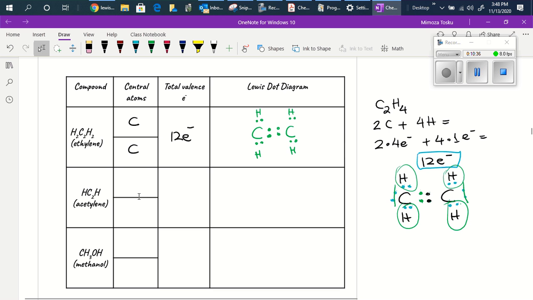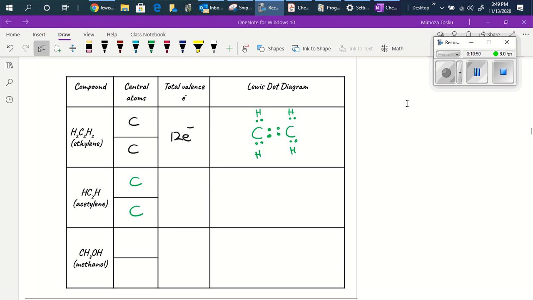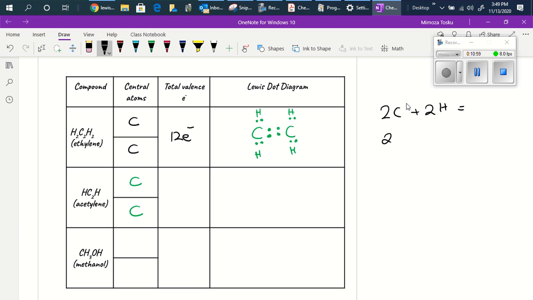The same logic will be followed in this case. So the central atoms will be carbon. I will erase this so that we can have enough space to work. So in the formula, what do we have? We have 2 carbons and 2 hydrogens. The number of valence electrons for carbon is 4, and for hydrogen is 1. So in total, we will have 10 electrons as the total valence electrons.